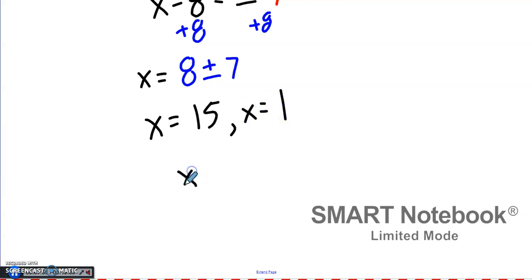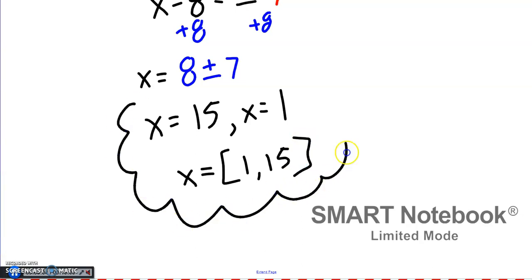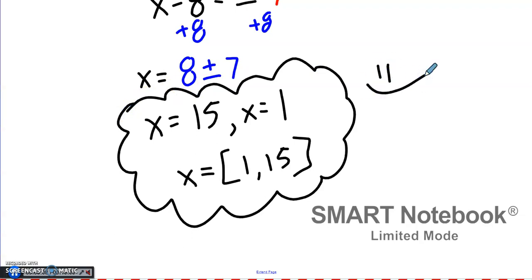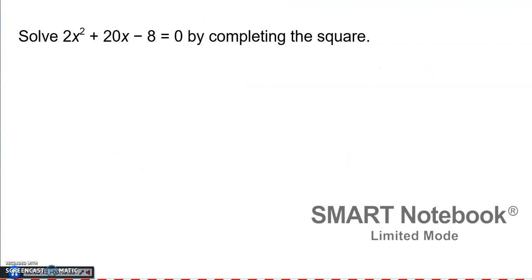You might also see it abbreviated like this in a bracket, 1, 15. And that's our answer. That's how we complete the square. Cool, nice job, right? But it's not always going to be as simple as this setup. We might have something that looks like this.